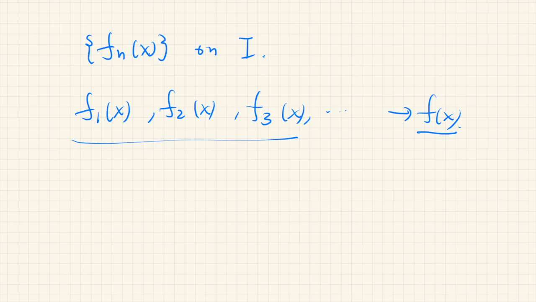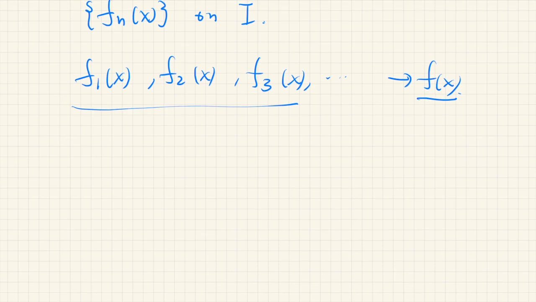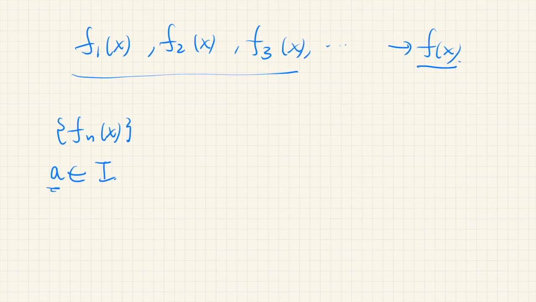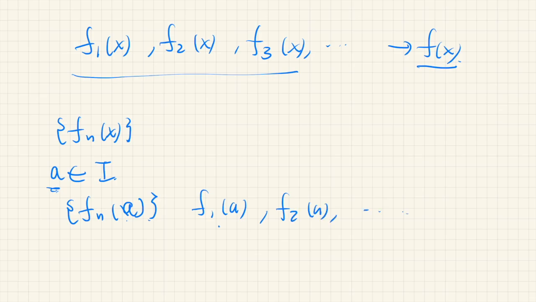There are, in fact, a few different ways to define convergence for a sequence of functions. And the first one we introduce here is pointwise convergence. So if we have a sequence of functions such as this one, let's pick one point from this interval I. Okay, A is a point in this interval. Then at this point, we can define a sequence of real numbers. So fn of A. So f1 of A is a real number, f2 of A is a real number, and so on.